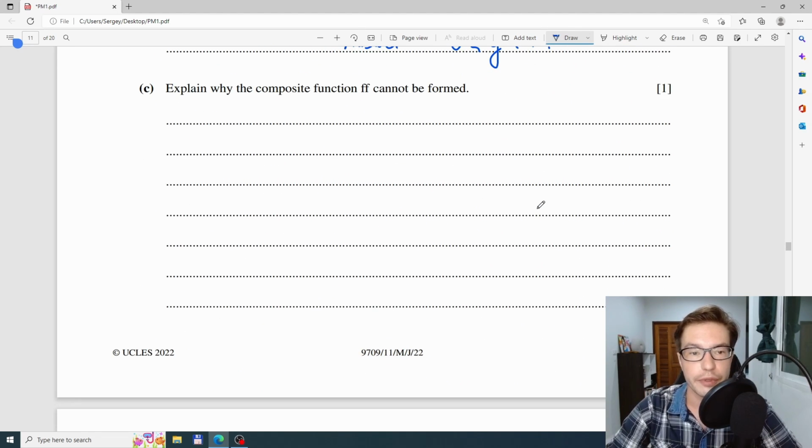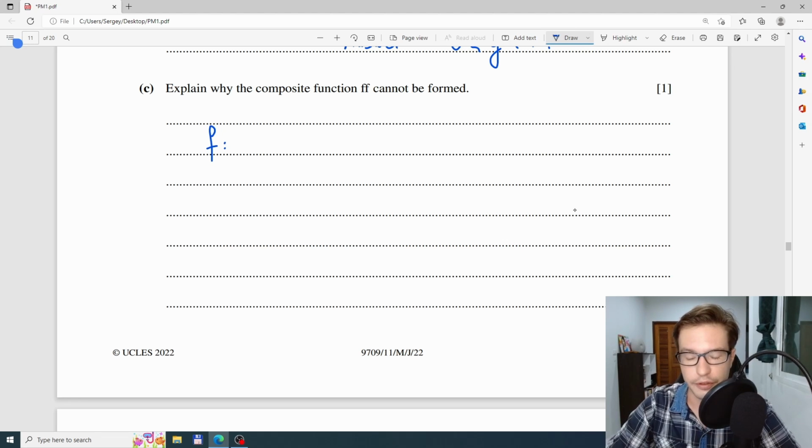Let's have a look at the next one. Explain why the composite function f of f cannot be formed. Whenever they ask you this question, probably the answer is that the range of one function is not going to match with the domain of the other. Let's have a look at what's going on in this case.